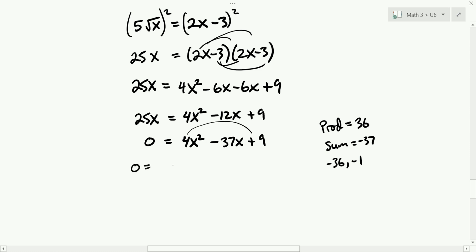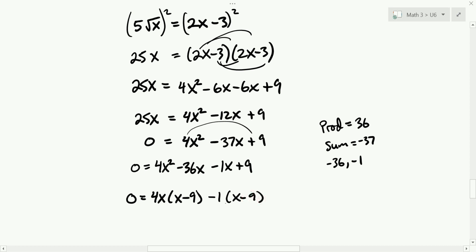Instead we split from 3 terms to 4 terms. So we go 4x squared minus 36x minus 1x plus 9, so that once you have those 4 terms, you can factor it by grouping. You group the left-hand side and factor out the 4x. And on the right-hand side, what can we factor out? Just a -1.